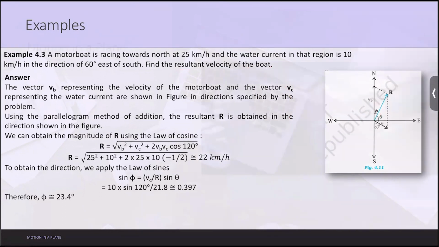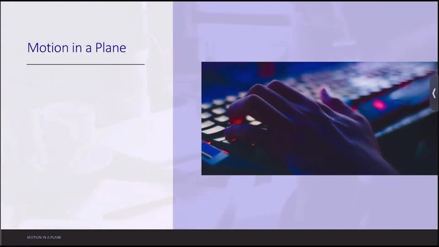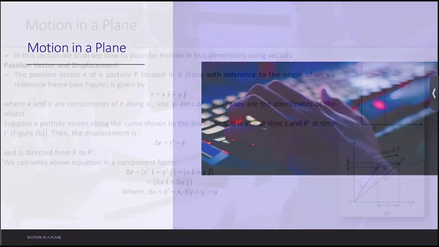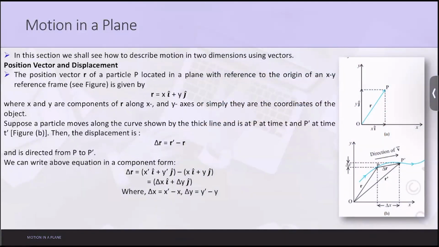Okay, fine. So that being said, we now understood the complete phenomena of vectors. Now let us apply every concept which we understood in the last 3 lectures, or let's say 3.5 lectures, in this concept regarding motion in a plane. Fine. So just a quick revision of everything which we have studied till now.